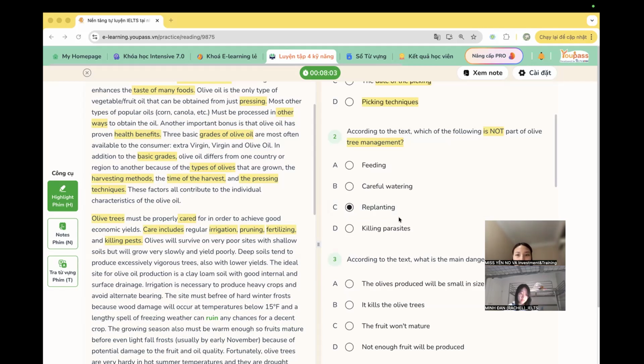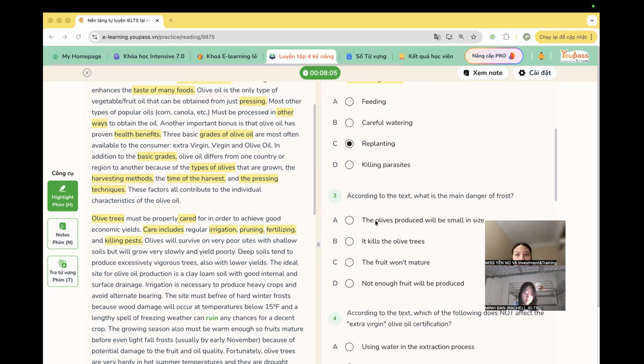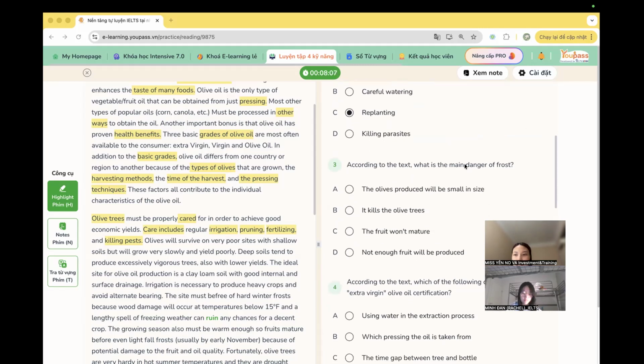And let's continue. According to the text, what is the main danger of frost? The main danger of frost. The olive produce will be small in size, or it kills the olive trees. The fruit won't mature. Not enough fruit will be produced.